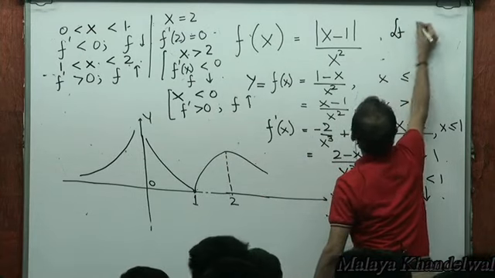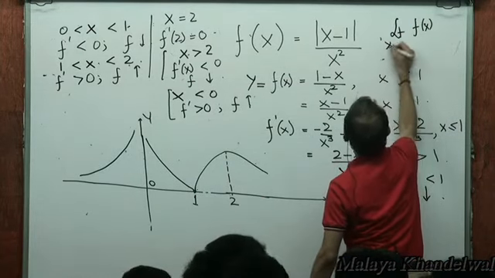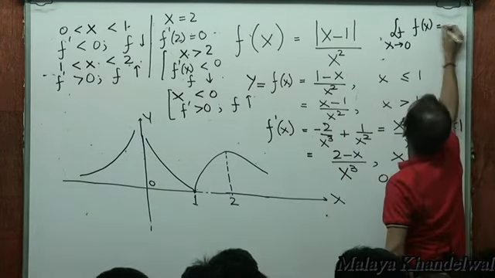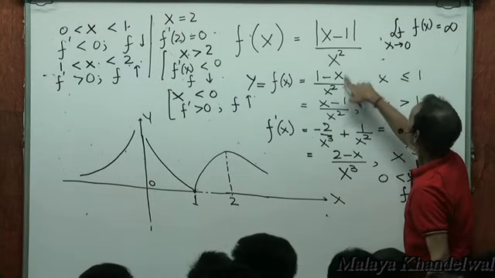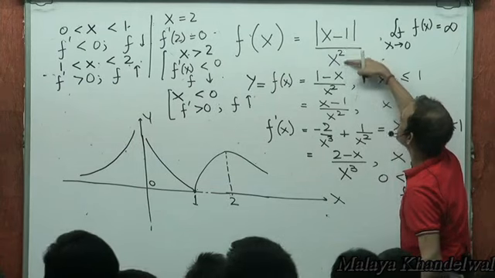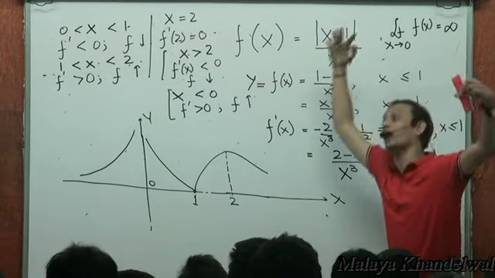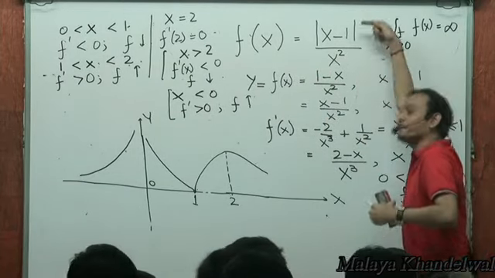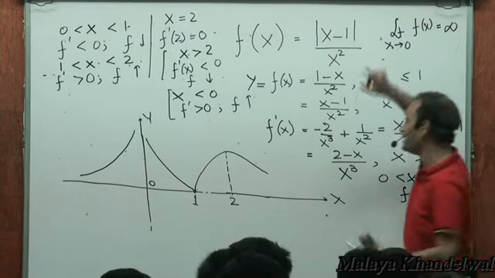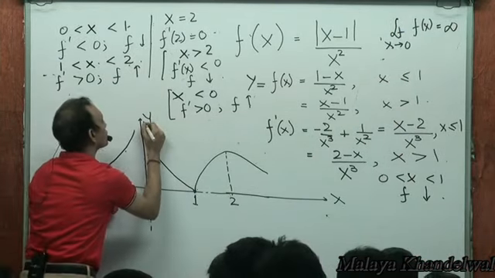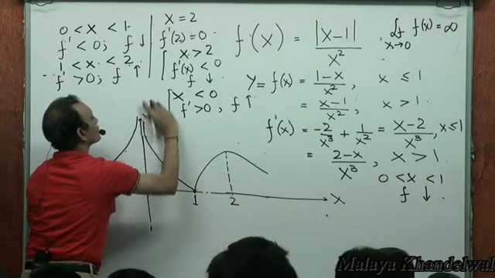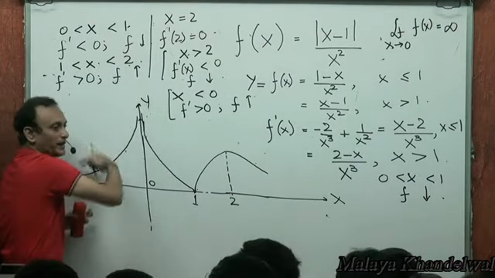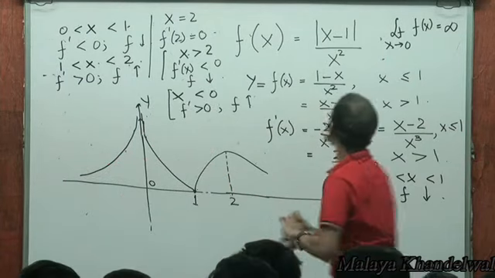limit f x as x tends to 0 will be plus infinity. Do you see that? Limit f x as x tends to 0, the numerator tends to minus 1, the denominator comes closer and closer to 0, so this becomes larger and larger and is positive, it tends to plus infinity. Whether x tends to 0 from the less than 0 side or greater than 0 side, y will tend to plus infinity, right? So this is what is happening. As x tends to 0, y tends to infinity. That's guaranteed.